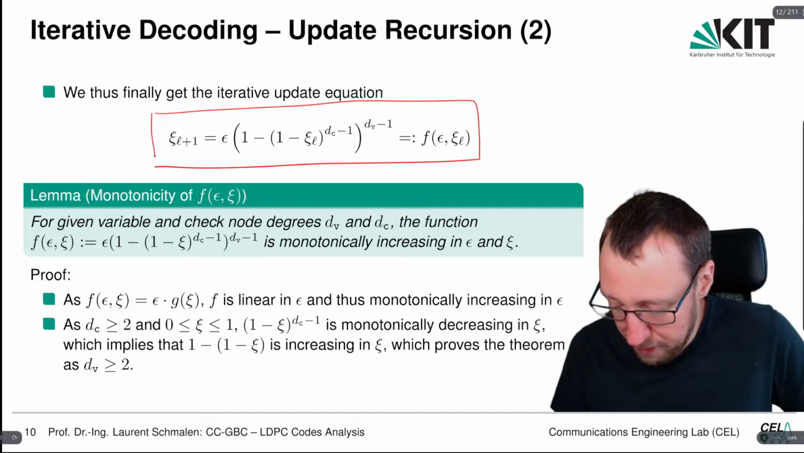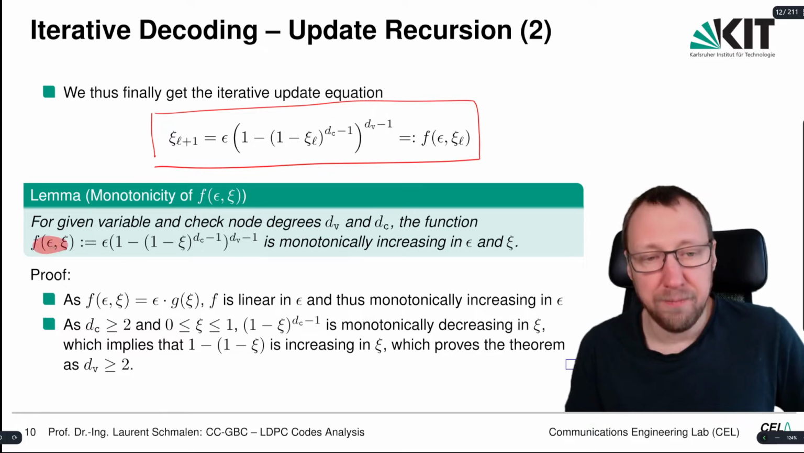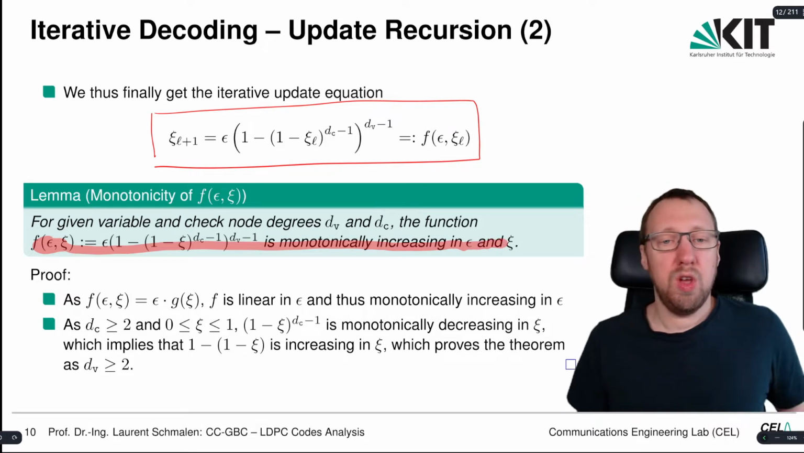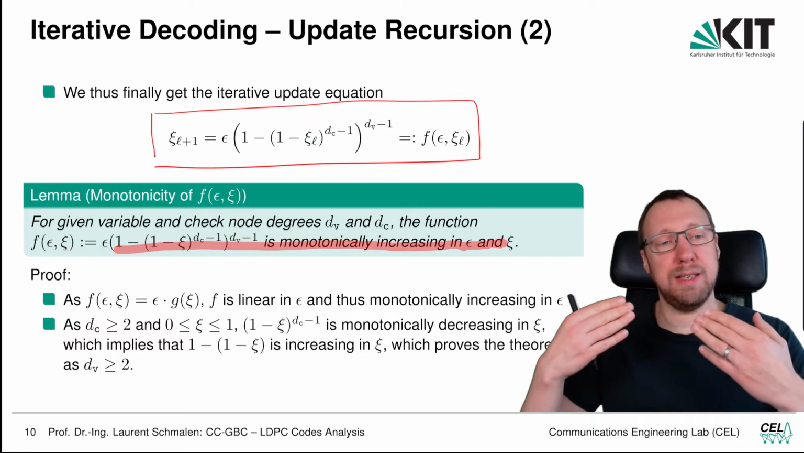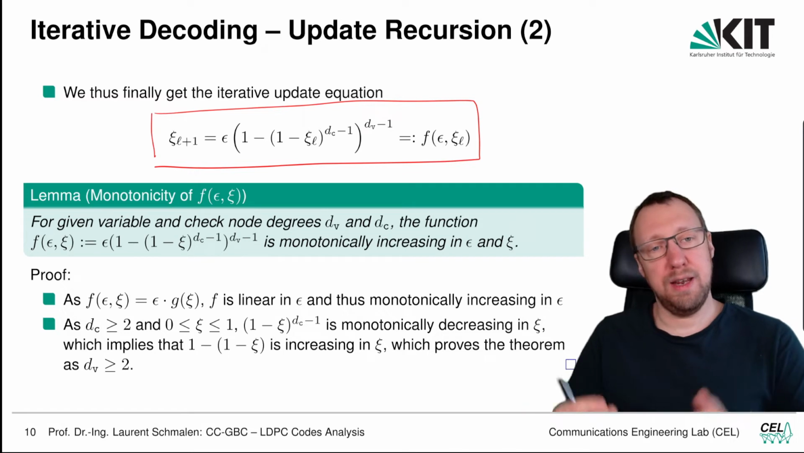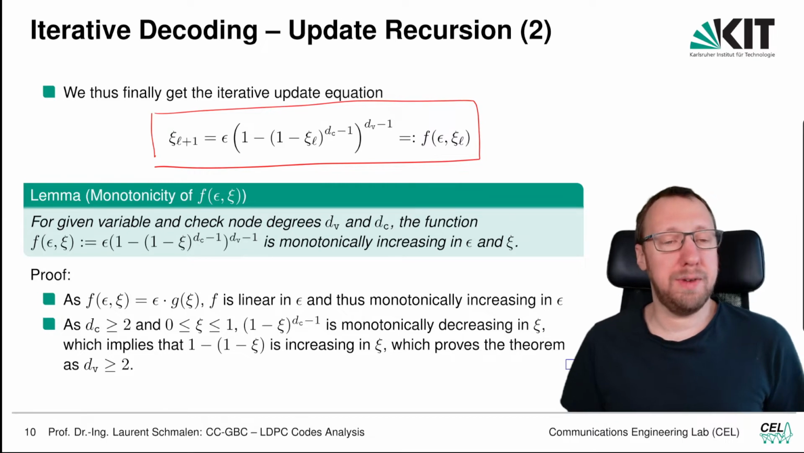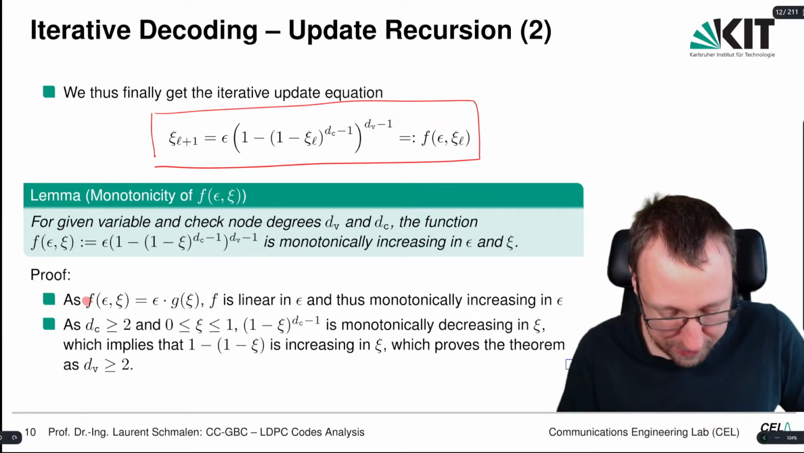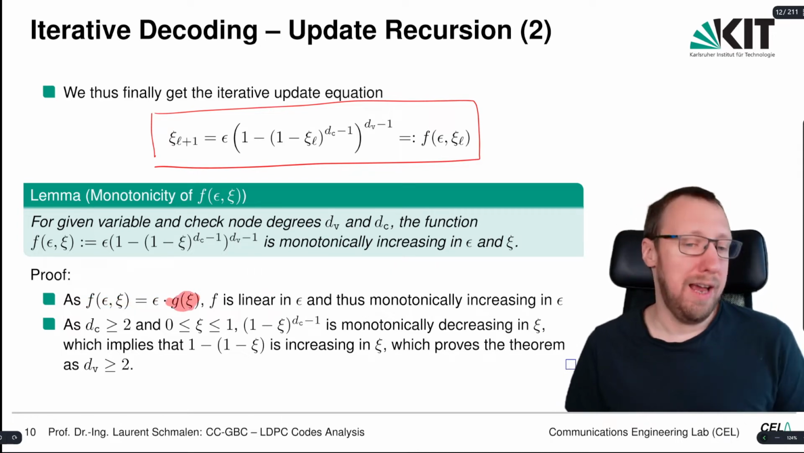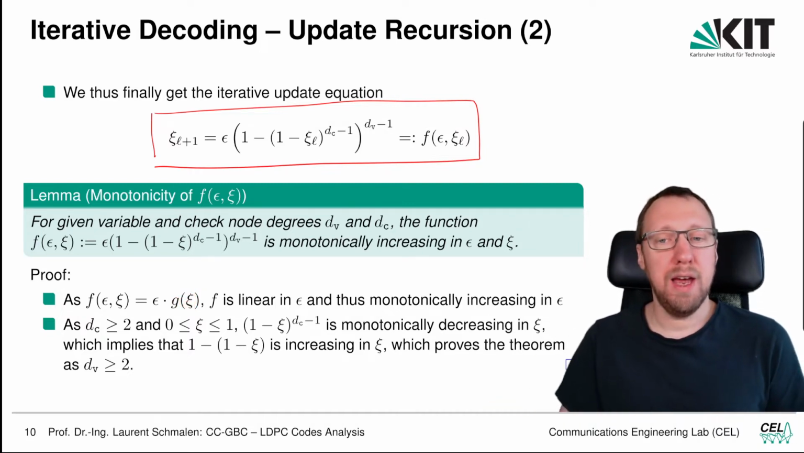And actually, we have a very reassuring result, because this update equation f of epsilon, c is monotonically increasing in epsilon and in c. So if we increase epsilon, if we increase c, then the output will also increase. Decrease c, the output will also decrease. The first one is very simple to see, because f of epsilon, c is epsilon times some g of xi. So it's linear in epsilon. And hence, by definition of linearity, it's also monotonically increasing in epsilon.